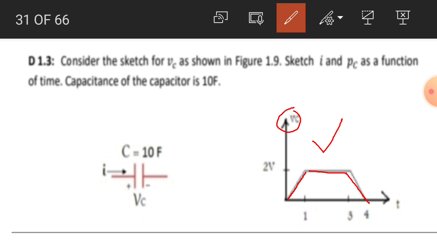Capacitance of the capacitor is 10 farad. So we have been given the capacitance of the capacitor, which is 10 farad, and we have been given the sketch for the voltage across the capacitor, and with the help of this sketch we are going to sketch the current in the capacitor and the power taken by the capacitor as a function of time.